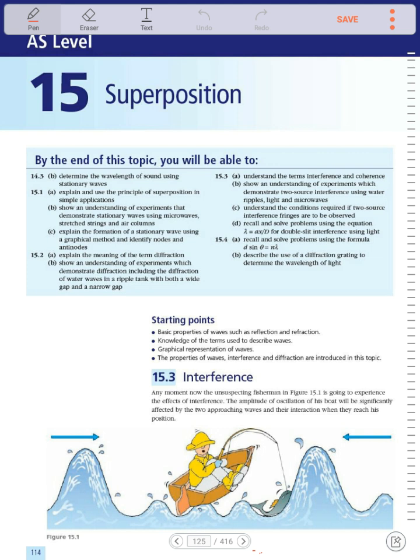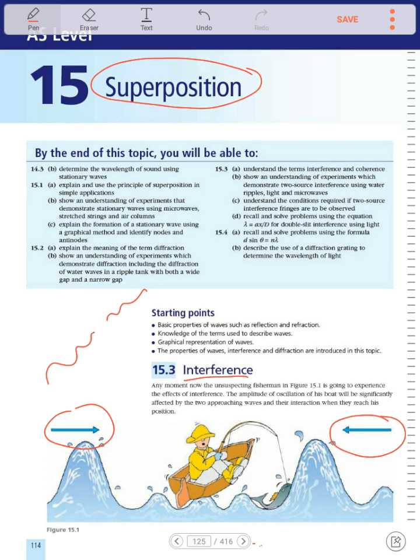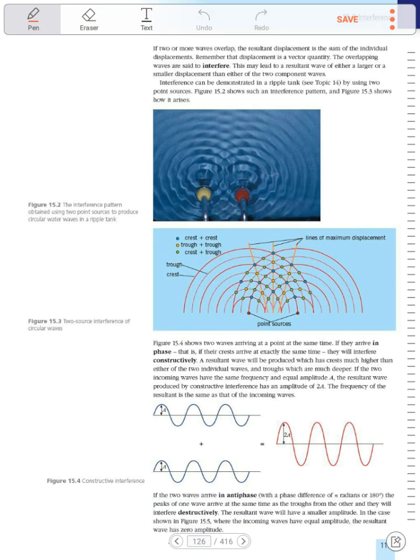Now, let's start with chapter 15, which is talking about superposition. If two waves superimpose together, or interference, if two waves meet together, okay? This is a wave and this is the other wave and they meet. There is an interference between these waves.